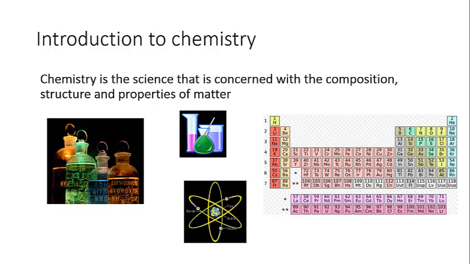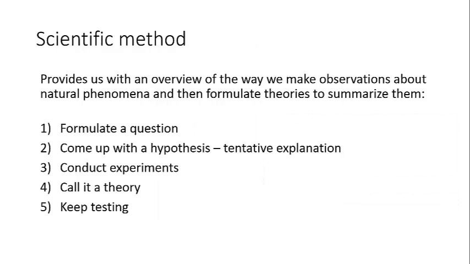our surroundings. When we introduce chemistry, one of the first things that we usually talk about is the scientific method. The scientific method provides us with an overview of the way in which we make observations about natural phenomena and then formulate theories to summarize them. So the scientific method can be broken down into about 4 or 5 steps.